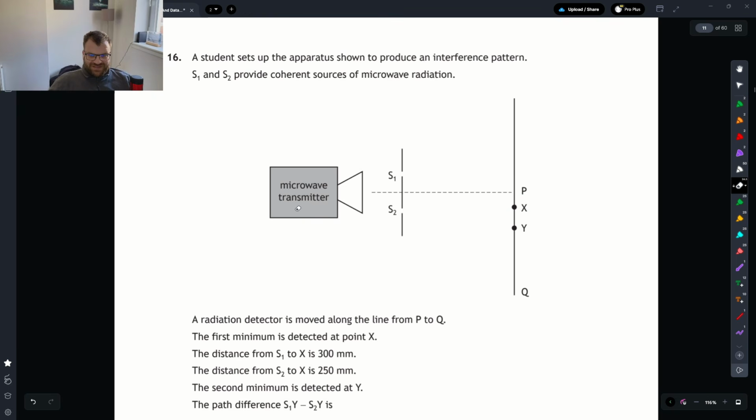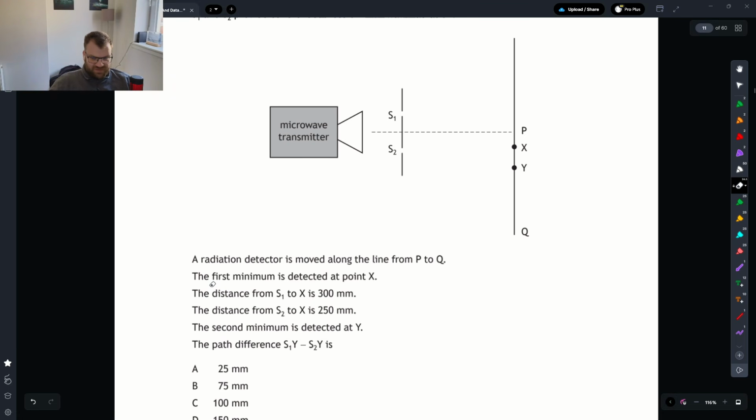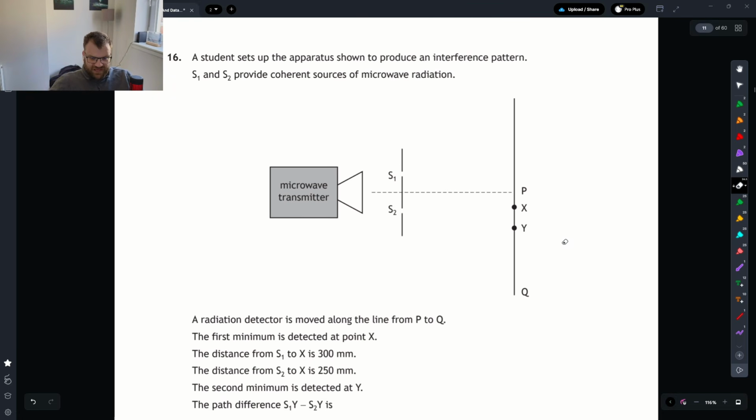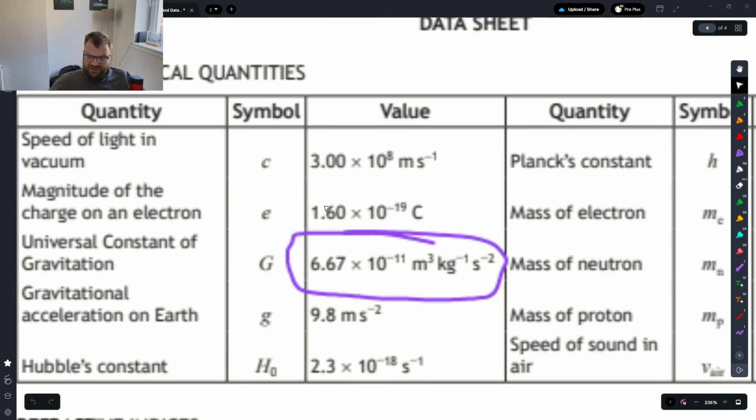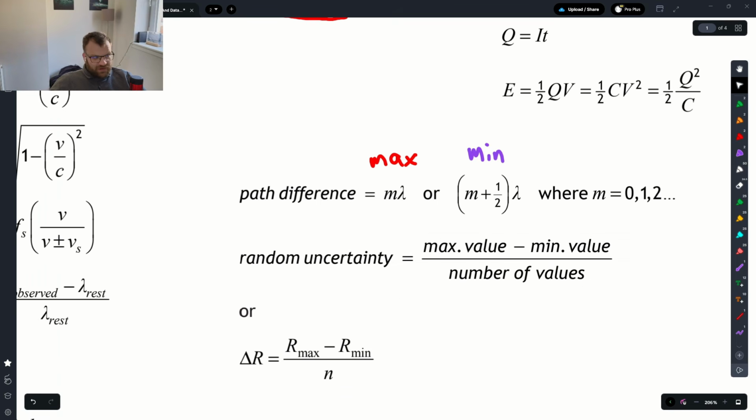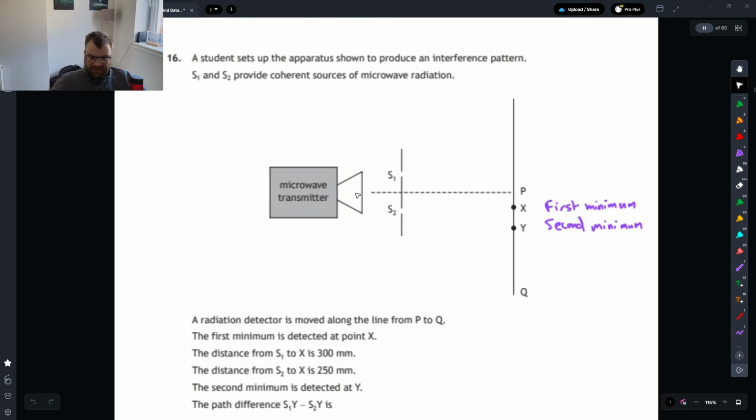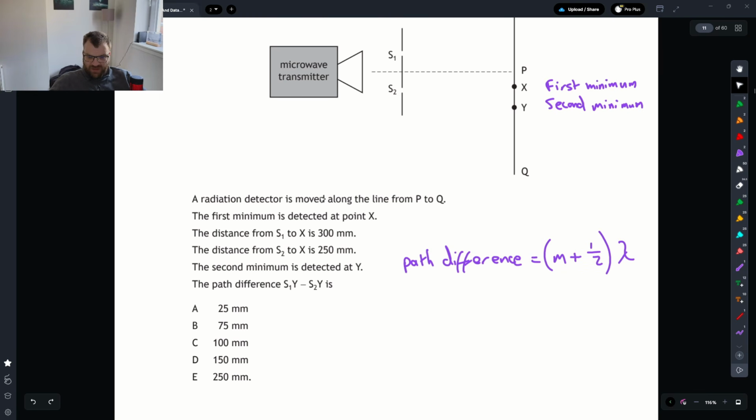Moving now on to question 16, we're asked here about an interference pattern and we're told about its minimums that we are dealing with. So the first thing I would do is mark on my first and second minimums. That'd be X and then Y. We can then go to the relationship sheet. For this type of question, we have two options: m lambda or (m plus a half) lambda. We are talking about a minimum, and that's going to be when they're half out of phase. So it should be the (m plus a half) one, like so. And we want to use that.